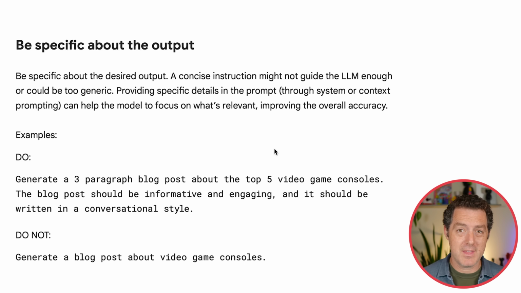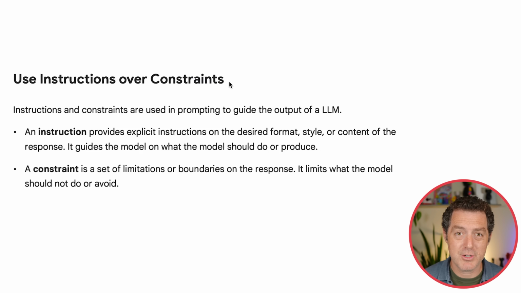Be specific about the output. This is really important. If you're expecting JSON, say you're expecting JSON. If you're expecting every letter of the first word of the output to be the letter B, make sure you say that. Whatever it is, specify your output, because otherwise the model's just going to try to guess what you're asking for. Use instructions over constraints. So an instruction provides explicit instructions on the desired format, style, or content of the response. A constraint sets the limitations or boundaries. So rather than saying, here's what not to do, say, here's what to do.